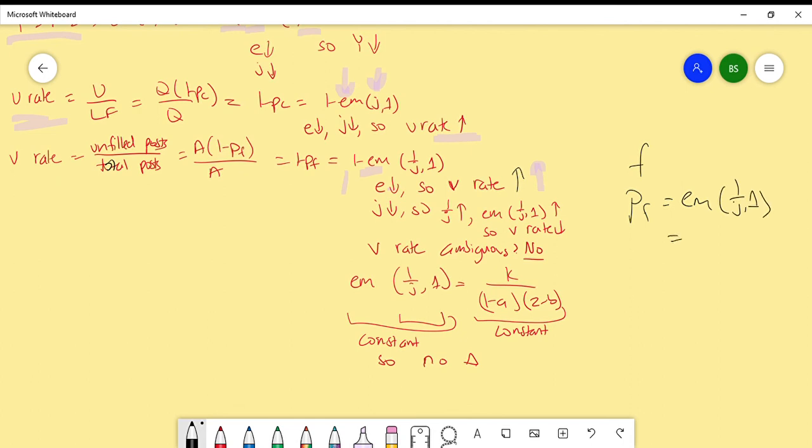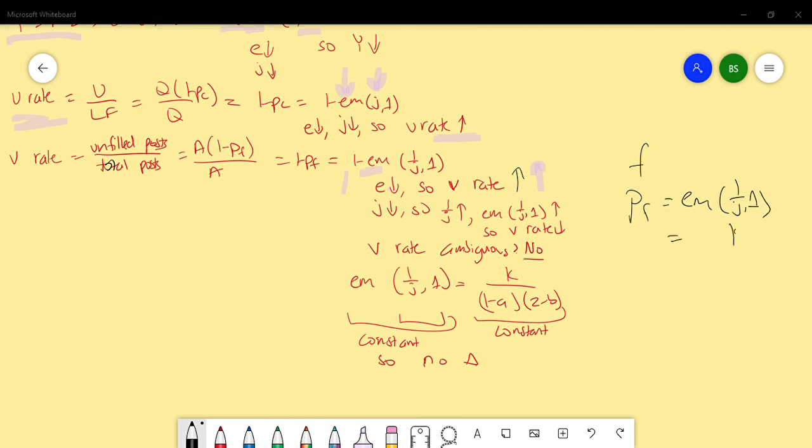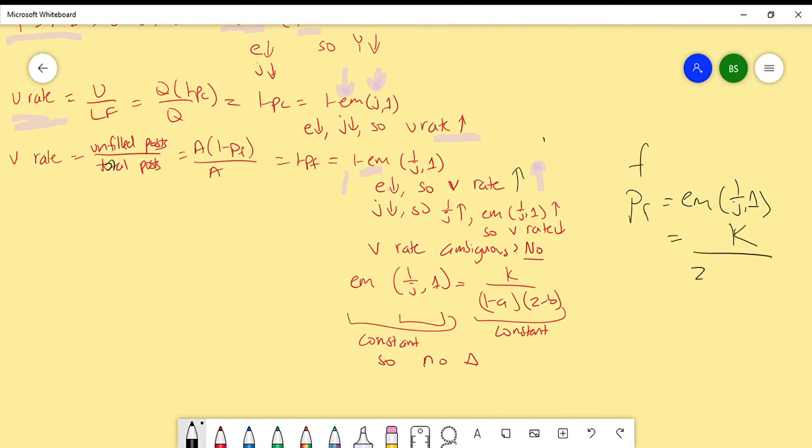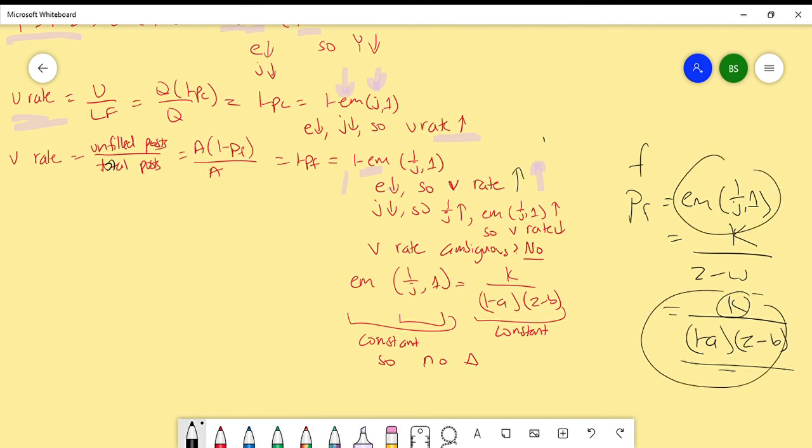But this is also equal to K over Z minus W over K over (1 minus A) times Z minus B. Since none of these things changed, and this equals that, this thing is constant. There's no change, so the vacancy rate is constant. Yay, that's it.